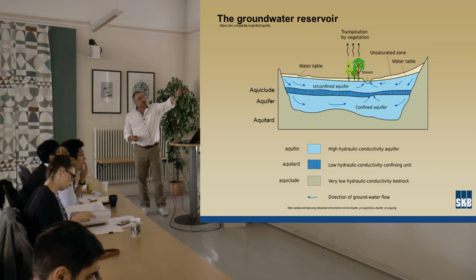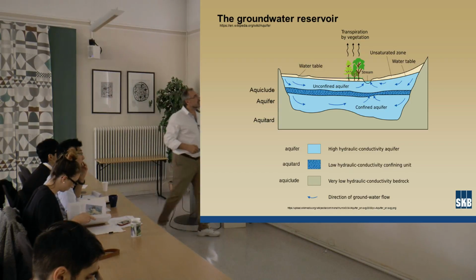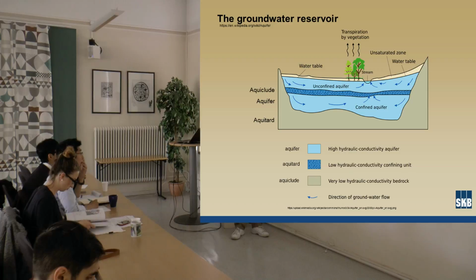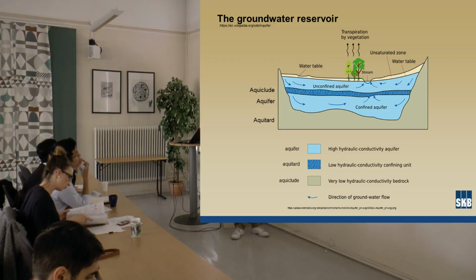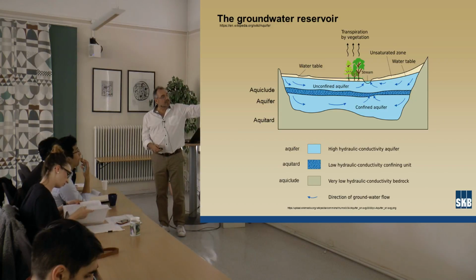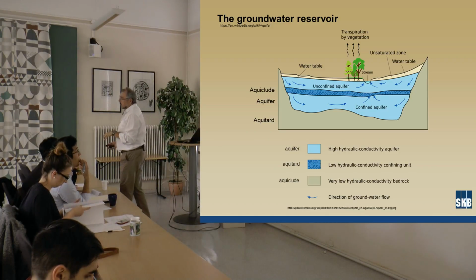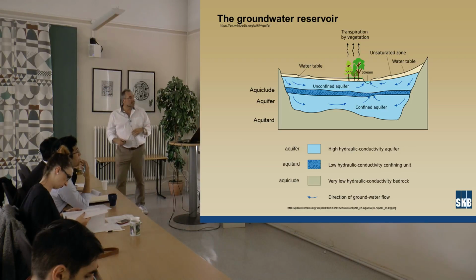We also have, of course, the groundwater table in the upper part of the aquifer, which is up here. This is in contact with atmospheric pressure and is defined as an unconfined aquifer. And then we have a confined aquifer, which is an aquifer which is under pressure. So it's like a lid.